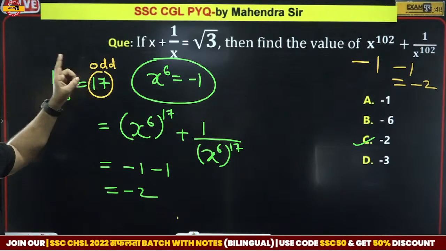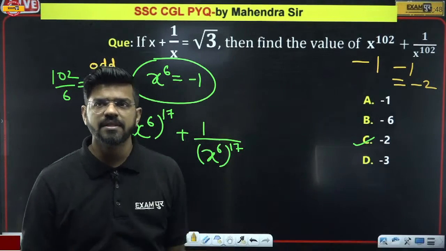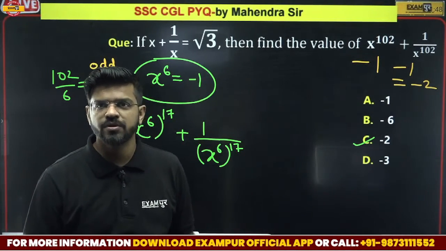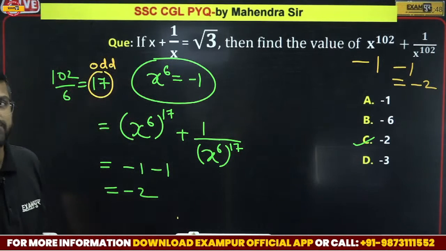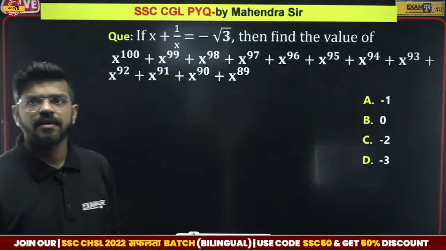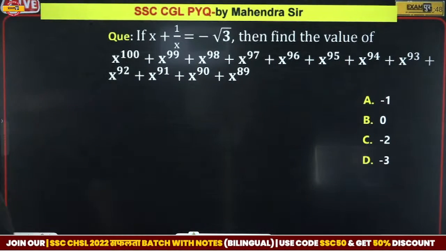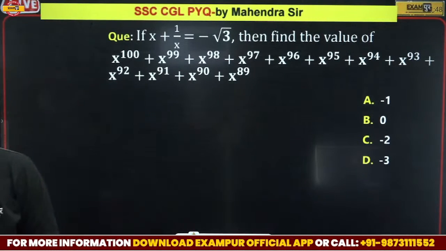And if this is even, you can directly write 1 plus 1. That means 2 is your answer. Is it clear? If it is clear, tell me the answer for this question.